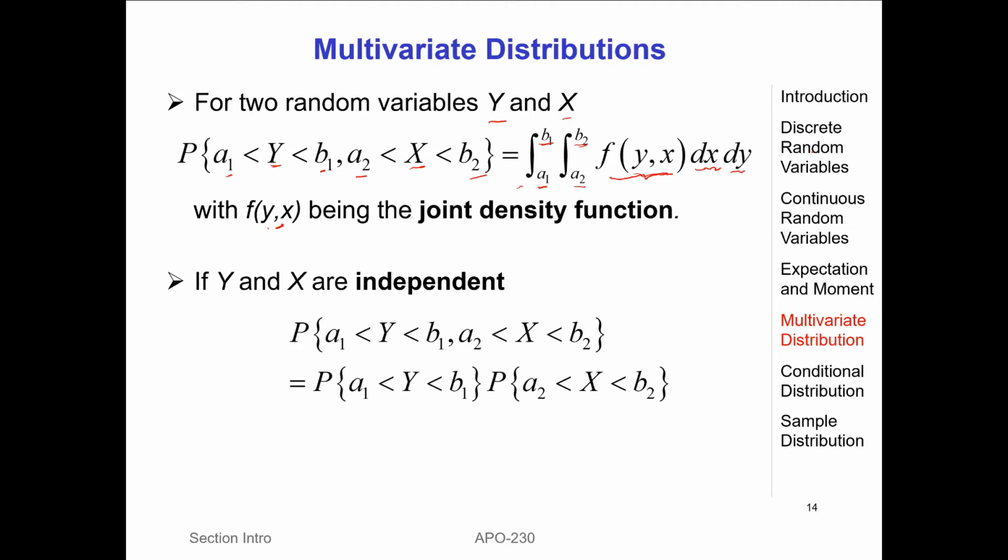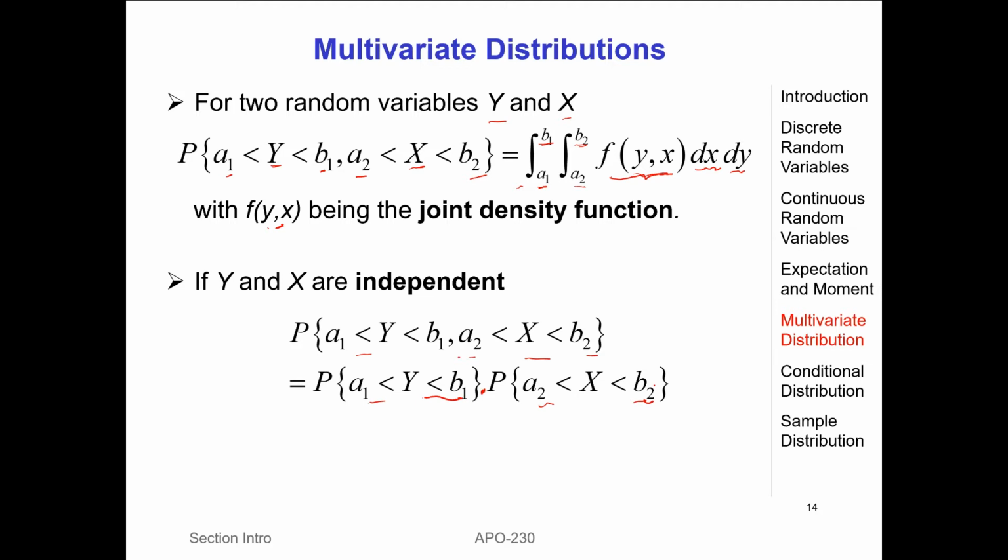However, the simplest case is when we have the two independent. Independent means that if you have information about one, it doesn't tell you anything about the other. So in this case, the same probability that we're interested in above simply equals the probability that y falls in this range times the probability that x falls in the A2, B2 range.